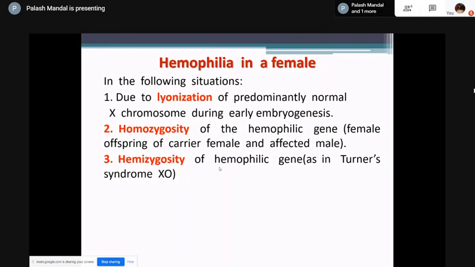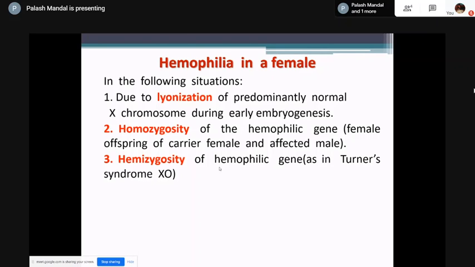a female child is born from a hemophilic father and a hemophilic carrier mother, the child will have a homozygous gene. That is, both the X chromosomes are affected or having the hemophilic gene. Okay, so then there is no chance of escape. So that's why the baby or the girl will become hemophilic.